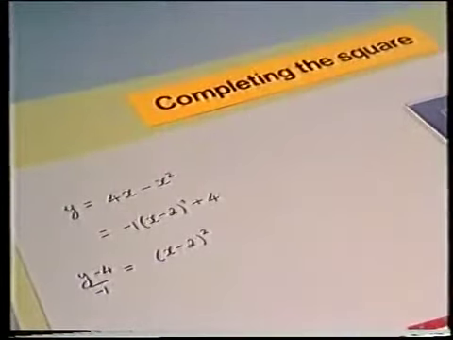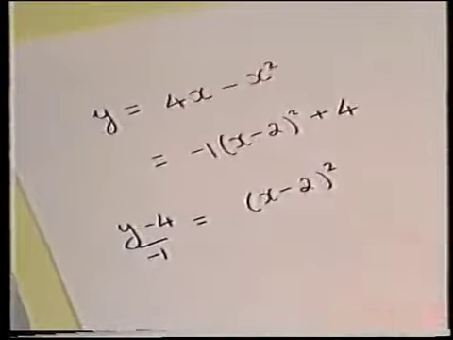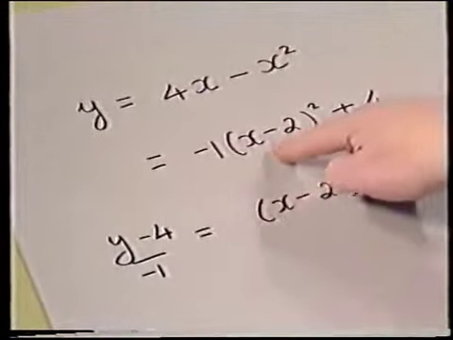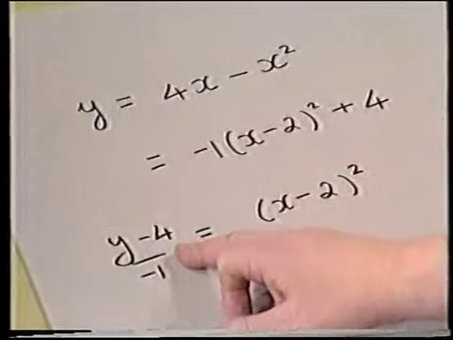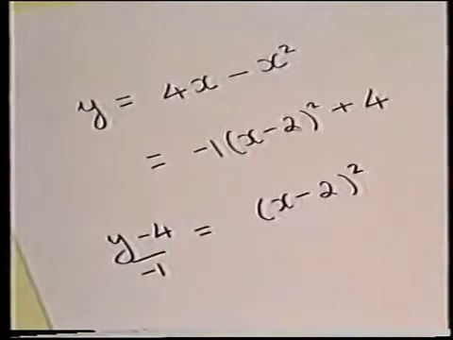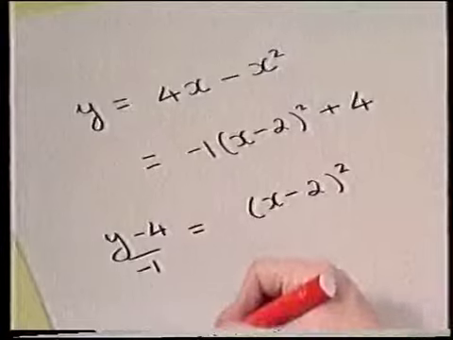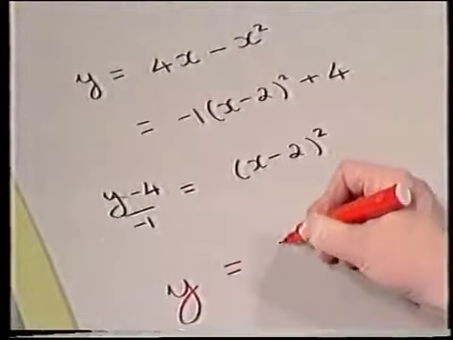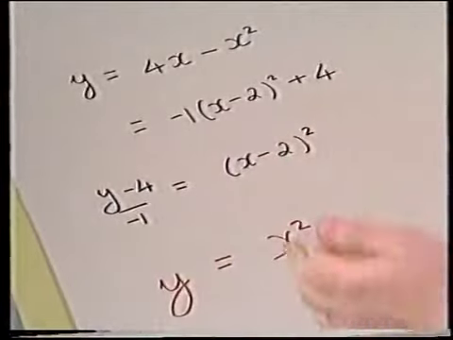Let me remind you that if you start off with y equals 4x minus x squared and you apply that technique, you get something like this. Now I've actually rearranged it slightly. I've brought the 4 to the other side, and I've done that because it's very suggestive. In this form it looks very much like y equals x squared. And that tells me really what I need to know.